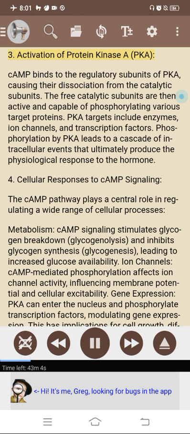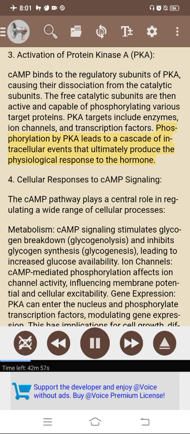3. Activation of protein kinase A (PKA). cAMP binds to the regulatory subunits of PKA, causing their dissociation from the catalytic subunits. The free catalytic subunits are then active and capable of phosphorylating various target proteins. PKA targets include enzymes, ion channels, and transcription factors. Phosphorylation by PKA leads to a cascade of intracellular events that ultimately produce a physiological response to the hormone.